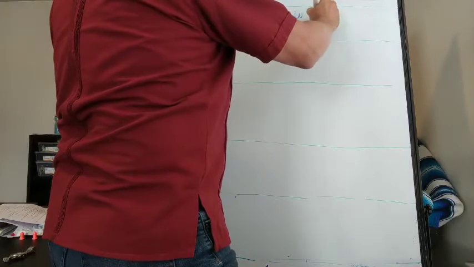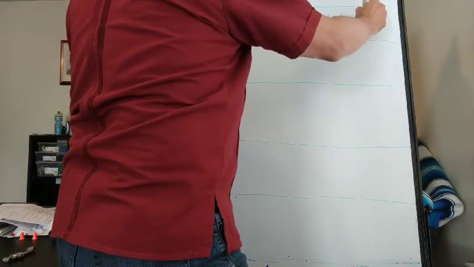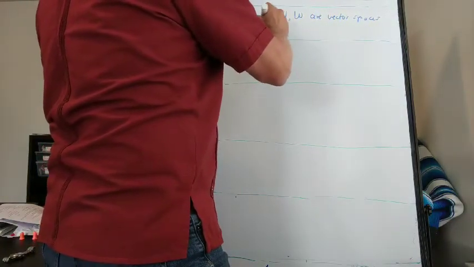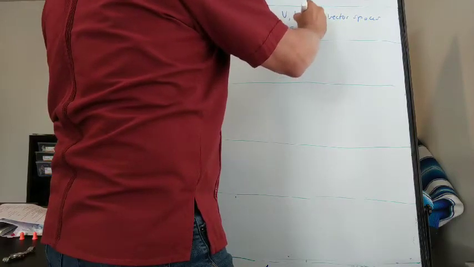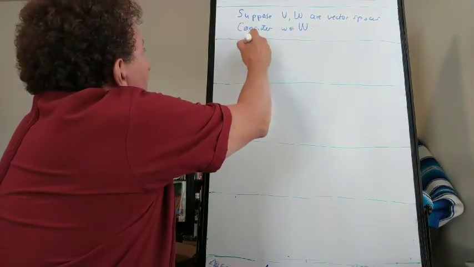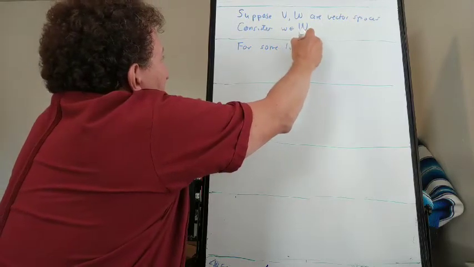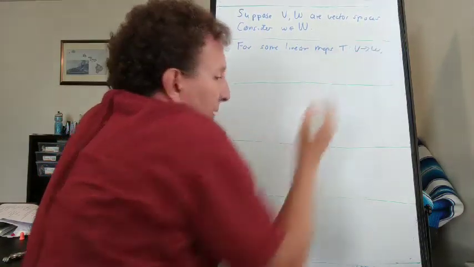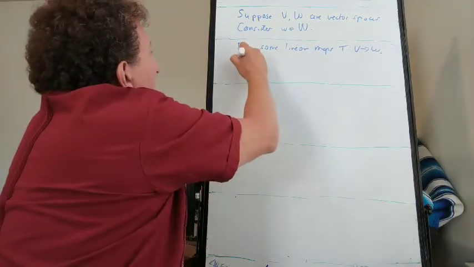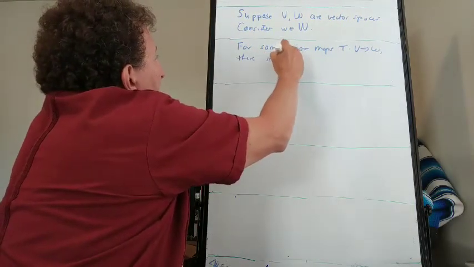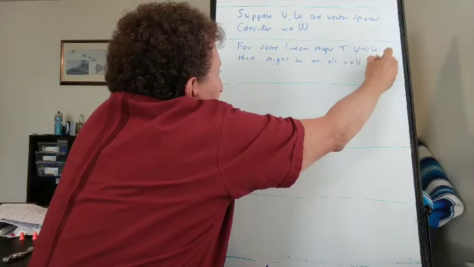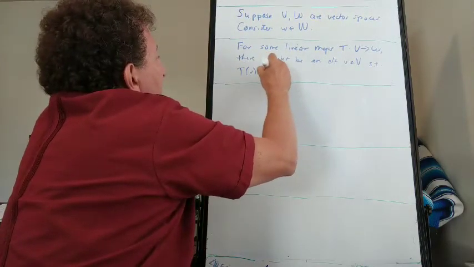Suppose V and W are vector spaces. And let's consider some element little w in the vector space big W. For some linear maps T from V to W, there might be an element little v in big V such that T of little v equals little w.